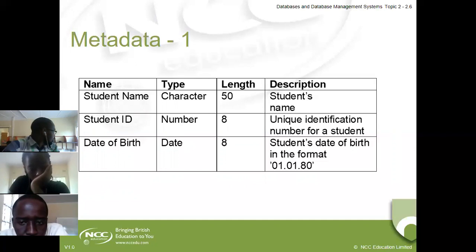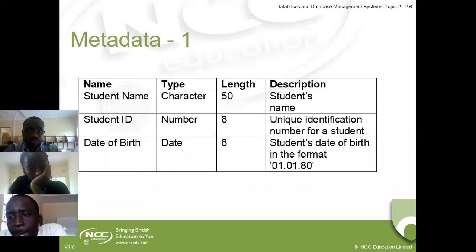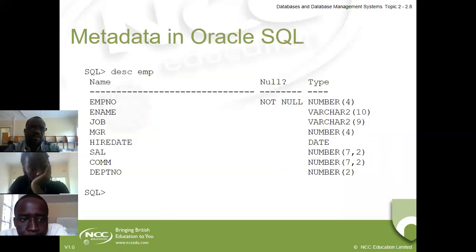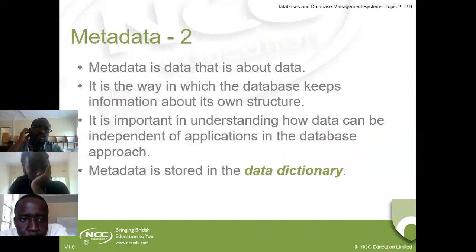Then you are going to hear about the foreign key. A foreign key references the two tables. A foreign key makes the relationship between the two tables. Metadata in Microsoft Access looks like that. Metadata in Oracle also looks like that. So what is metadata? Metadata is data that is about data.